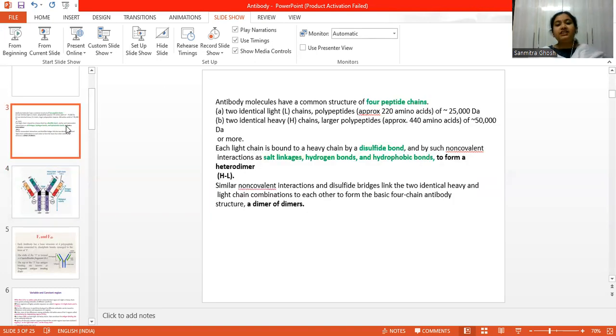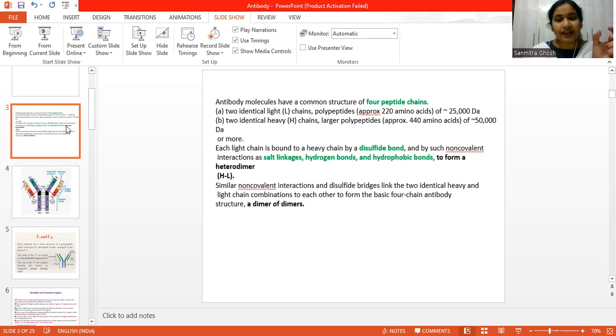Each light chain is bound to a heavy chain by means of the disulfide bond, and by non-covalent interactions like hydrogen bond formation, hydrophobic interaction, or salt link formation, to form a heterodimer of one heavy chain with one light chain, and another heavy chain with another light chain, the HL dimer.